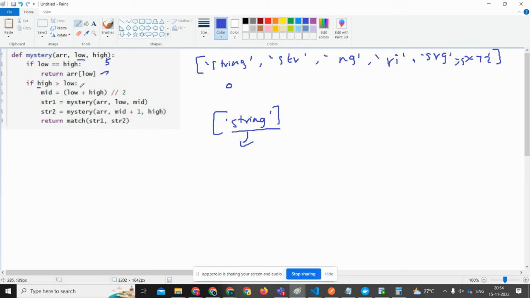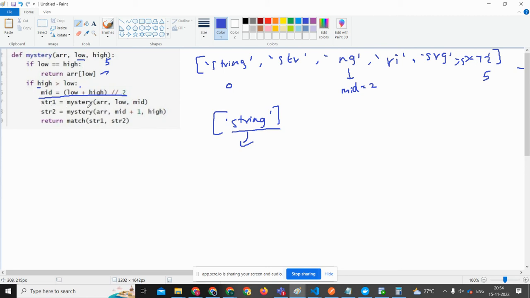So if high is greater than low, obviously that's the other case, right? So we have 5 here. If 5 is greater than 0, we are finding the middle of this. So it's going to be what? I think it's going to be 2, right, Afnan? Yeah, because it will be divided, it will get 2.5, but since you are using a double slash here, it will be 2 only. Exactly. So 5 double slash 2 is 2, and then mid is equal to 2.